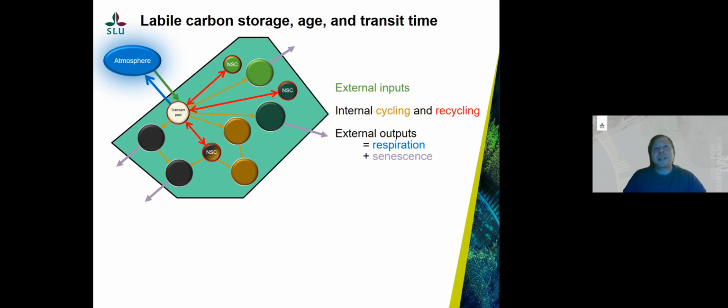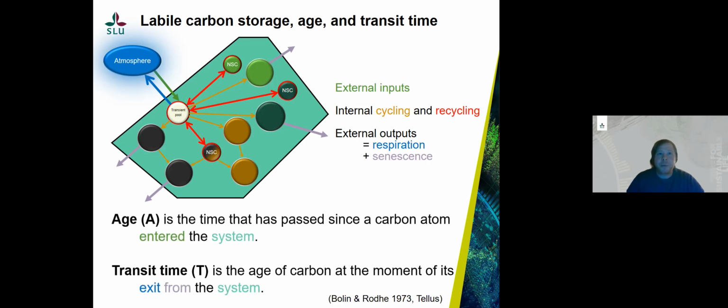Note that these red connections between the transient pool and the non-structural carbohydrate pools are actually the only connections where carbon can be recycled. So the storage pools have a substantial influence on the age of carbon in the tree. Speaking of age, what actually is the age of carbon in the tree?